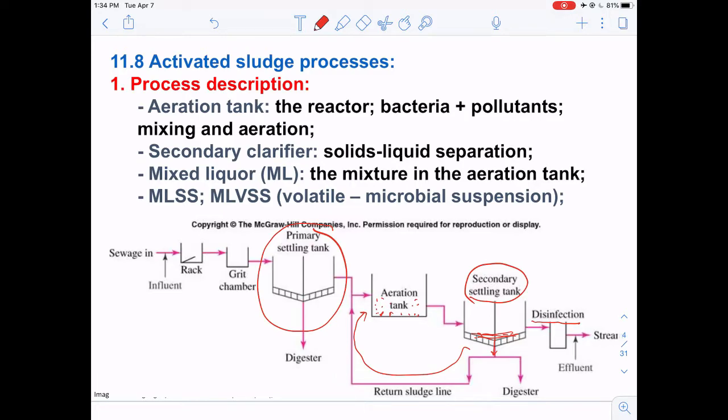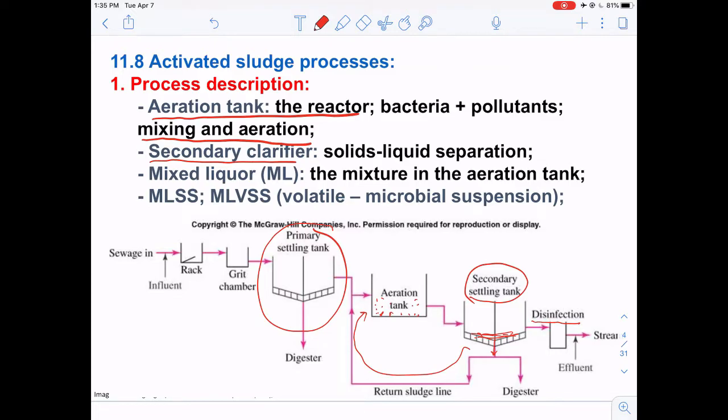Okay, so what happens in the aeration tank, which is basically a reactor, is that there is a coexistence of the bacteria and pollutants, and inside the aeration tank there is mixing and aeration, which means that there's going to be better contact between the microorganisms and the BOD sources, or the organics. And then through these aeration processes, or aerobic decomposition process, we're going to degrade the organics in the water. So after the aeration tank, the effluent will be introduced into this secondary tank here.